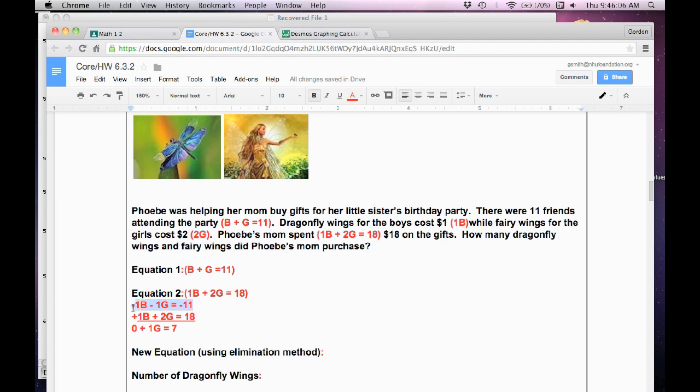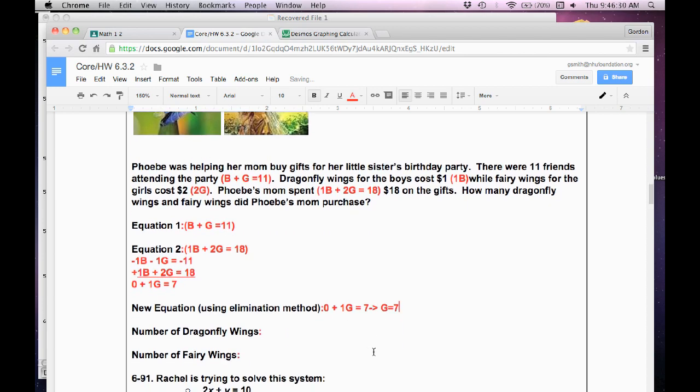Oh, here's my new equation. Well, actually that's not even my new equation, that's just my altered equation. The funny thing is my new equation is extremely easy to solve. It's essentially already solved because we eliminated the b's and we ended up with 1g. So we can solve that very simply. We can say g is equal to 7. That means that there's 7 girls. So if there's 7 girls, then there are 7 fairy wings.